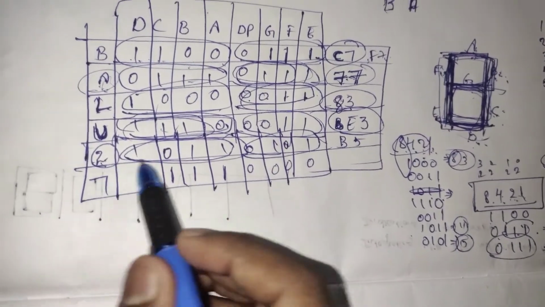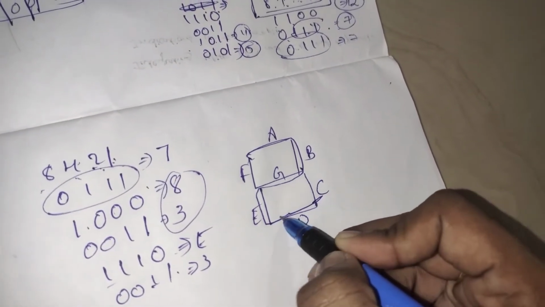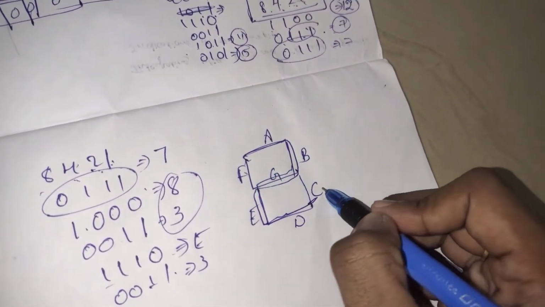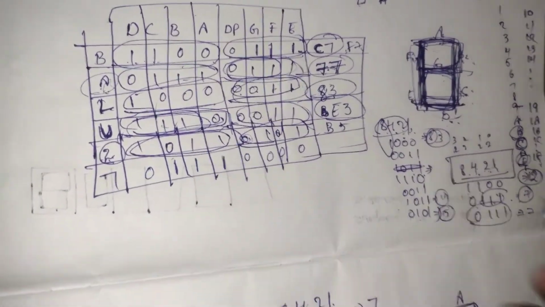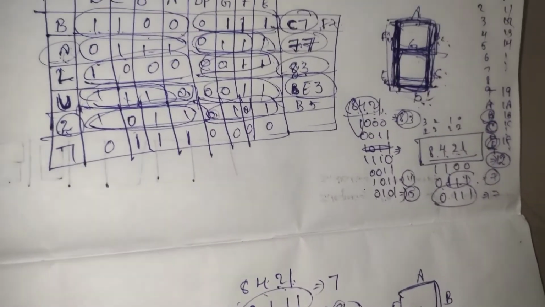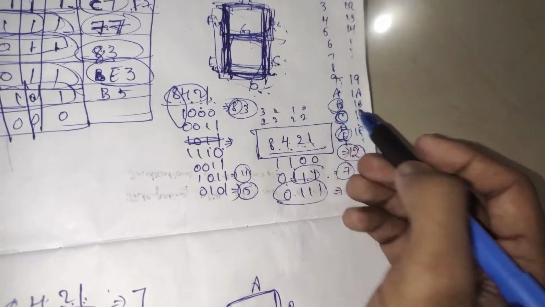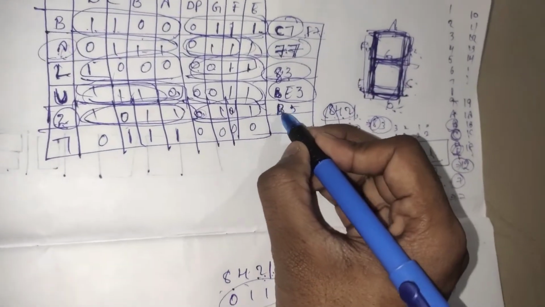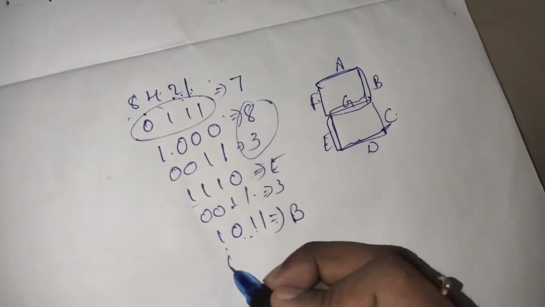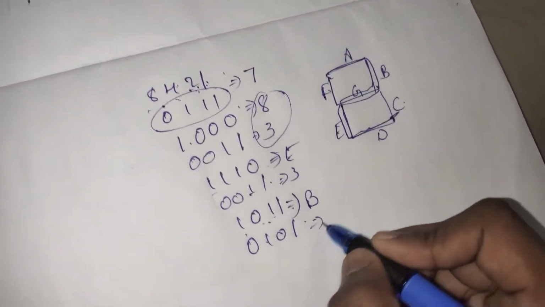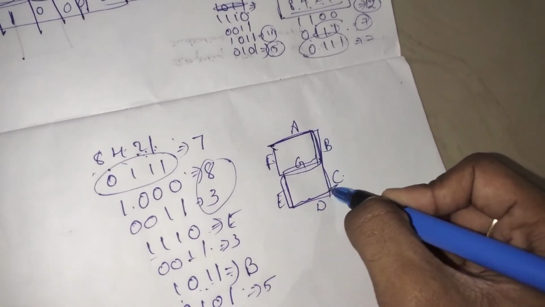And then comes number 2. This is the symbol for 2. F and C should be zeros. F is 0, C is 0, and D is also 0. So 1011. 1011. 8 plus 2 plus 1. This is 11. So 11 in the sense after 9, this is 10, this is 11. This will be B. B and then 0 1 0 1. This is 4 plus 1, this is 5. So B5.